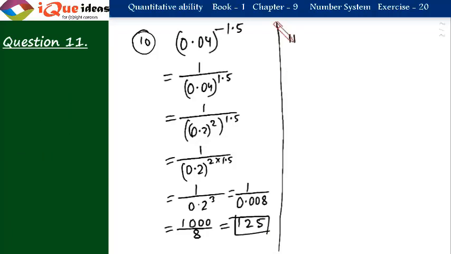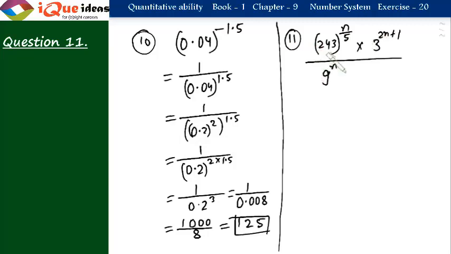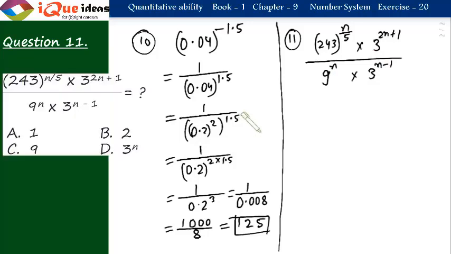Now let's take question number 11. If we can do it directly, let's see, it says 243 to the power n by 5 into 3 to the power 2n plus 1 divided by 9 to the power n into 3 to the power n minus 1. So first let's do one thing, convert every number as a power of 3.